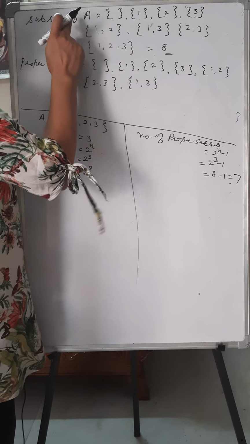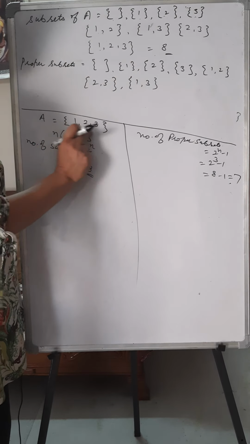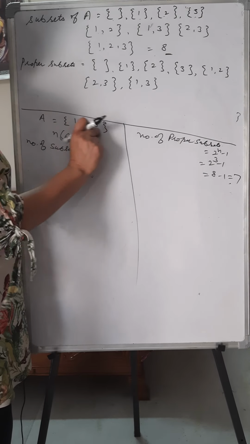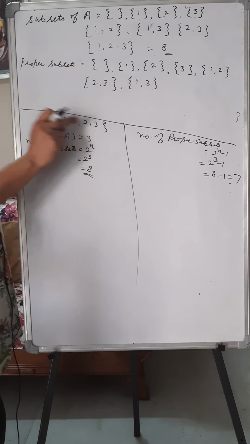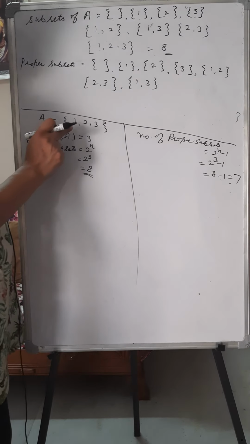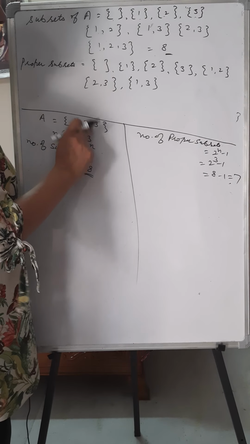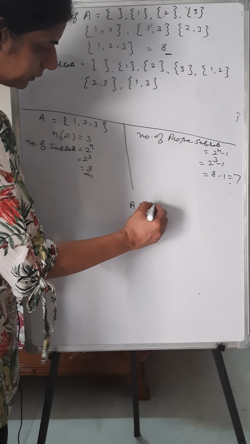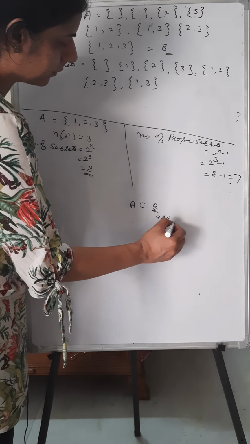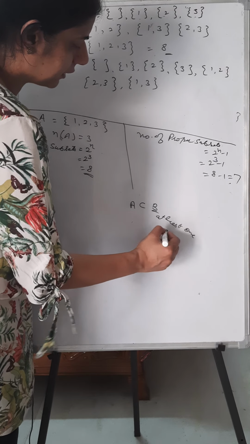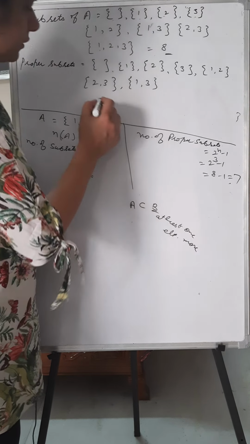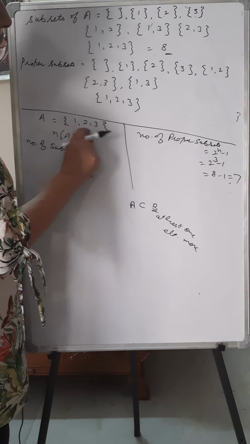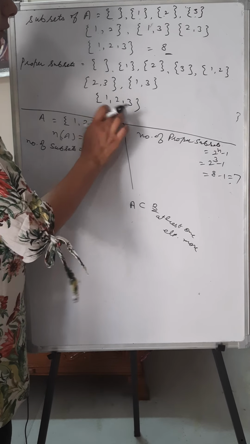but in the subset we have written 1 2 3, which is the same set A. In the proper subset this is not written, because the definition of proper subset is, if A is a proper subset of B, then B contains at least one element more. But if I write here 1 2 3, it is equal to A. This set does not contain one more element.